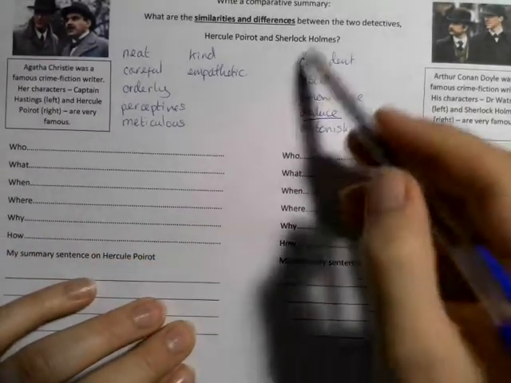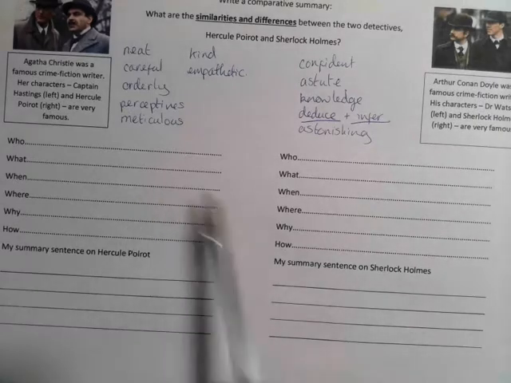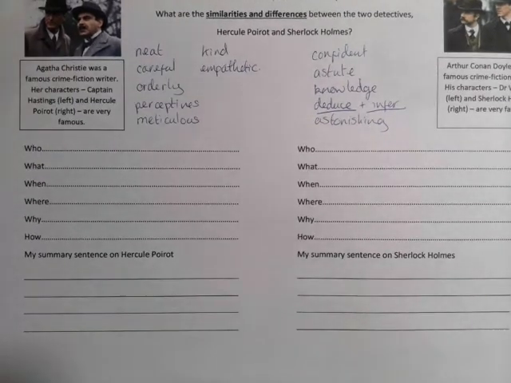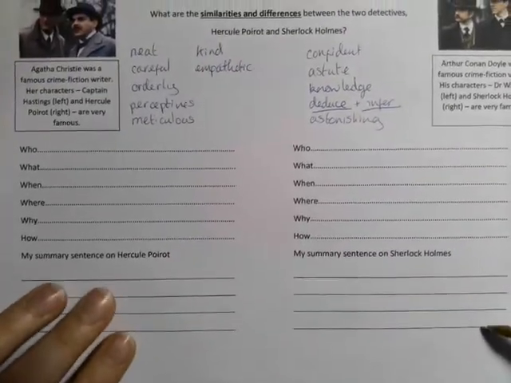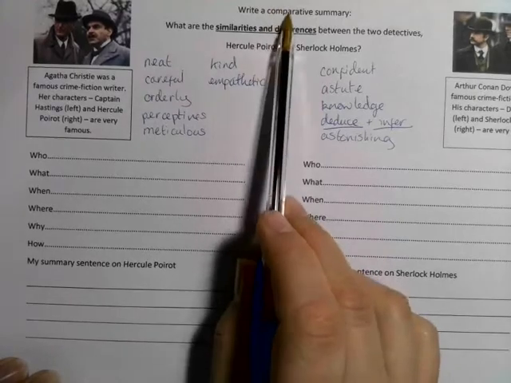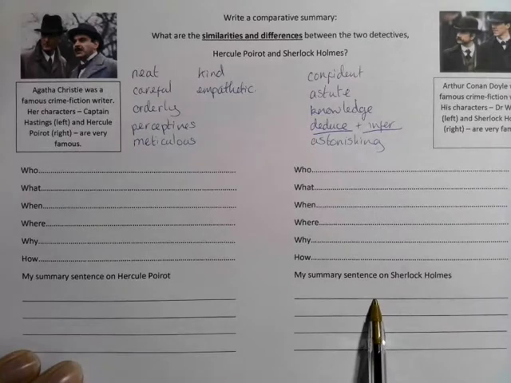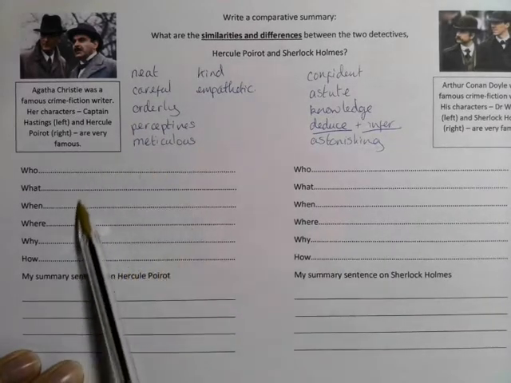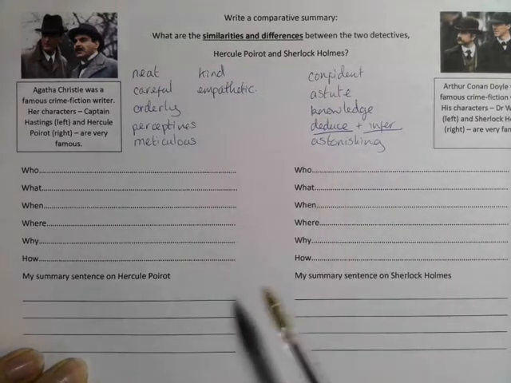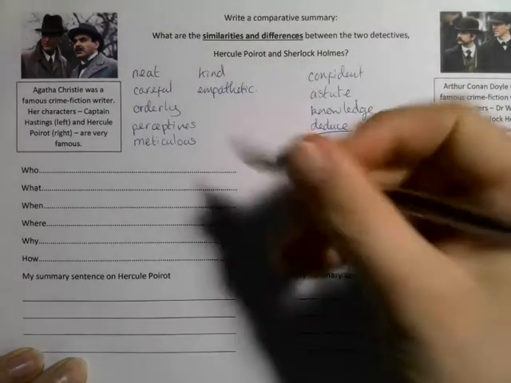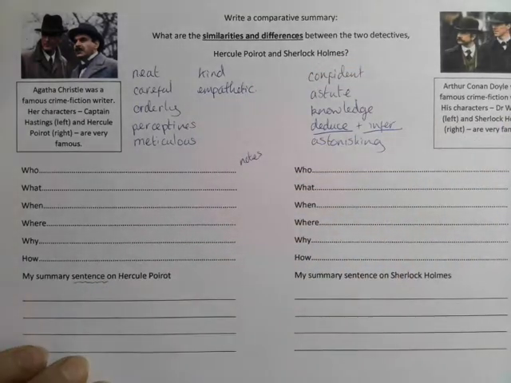Now, it might be helpful to use some of those words, it might not, but I thought we could use the who, what, when, where, why and how questions to help us pick out some of the differences. We're not actually going to actively compare today. We're going to write a summary sentence on Poirot and a summary sentence on Sherlock, and the sentence is going to try and include the best bits of the notes from either side. You'll notice I've put dotted lines here and full lines here because these are notes and these are going to be a full sentence.